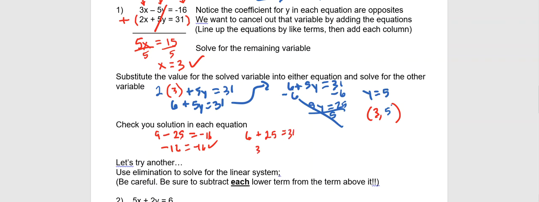6 plus 25, 31 equals 31. I get a check. So I know that is my final solution, (3, 5). Okay, so let's quickly review before we move on to the next example, which we'll go through a little more quickly.